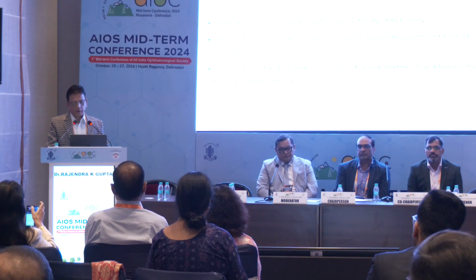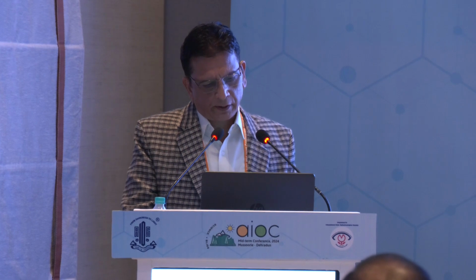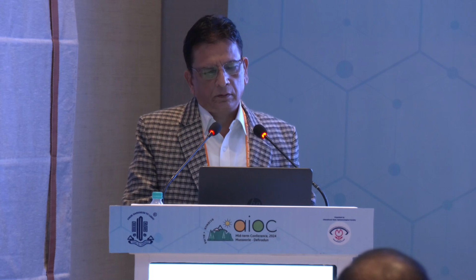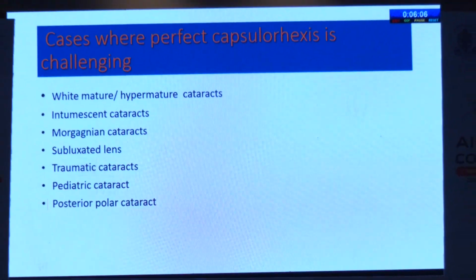Obtaining a perfect capsular axis is a vital component of any cataract surgery. A well-centered capsular axis with 360-degree overlapping capsular edge prevents IOL tilt and optic decentration. In complex cases, the capsular axis is even more critical, and sometimes it can determine either the success or failure of your case. Cases where a perfect axis is challenging include white and hypermature cataracts, intumescent cataracts, Morgagnian cataracts, subluxated lenses, traumatic cataract, pediatric and posterior polar cataract.